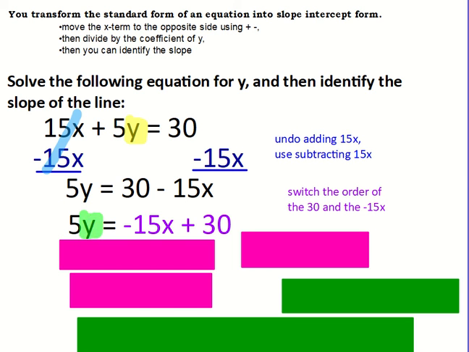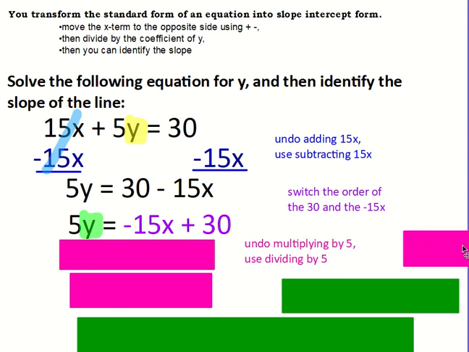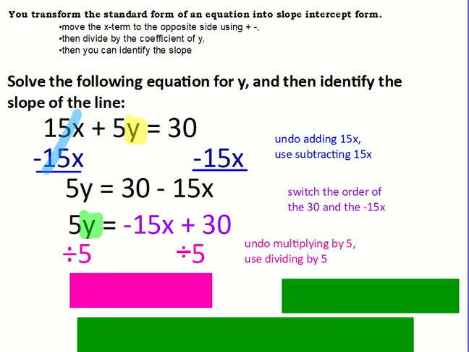The 5 is attached to the y by multiplication. So the opposite of multiplying is dividing. So to undo multiplying by 5, we're going to divide both sides by 5. So we're going to divide the left side of the equation by 5 and the right side. 5 divided by 5 is 1. 1 times y is y, so we're left with just y on that left-hand side. So we're going to cross off those 5's.